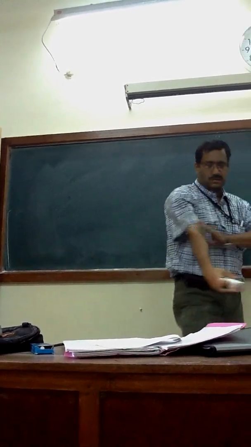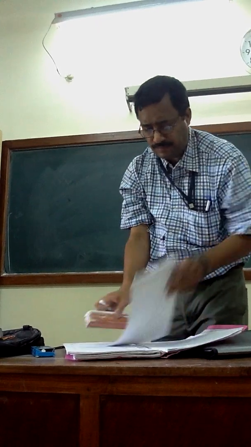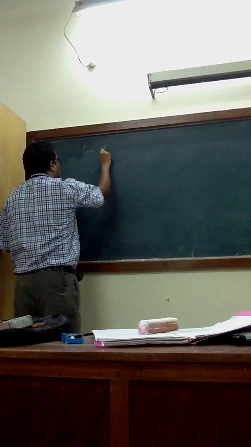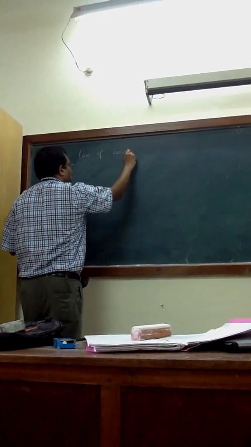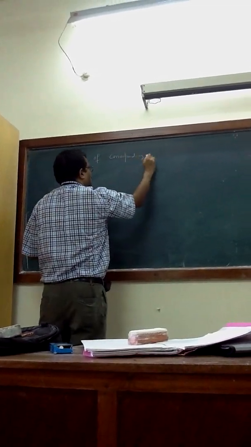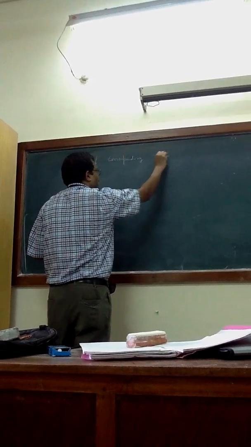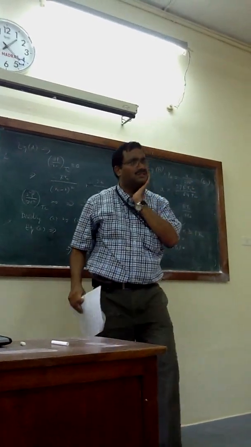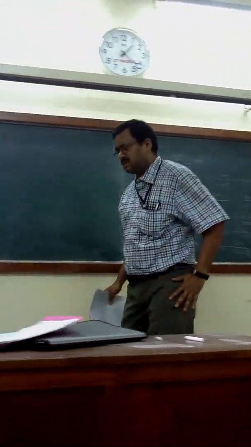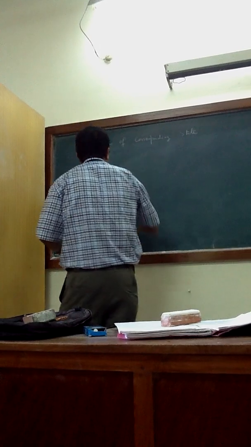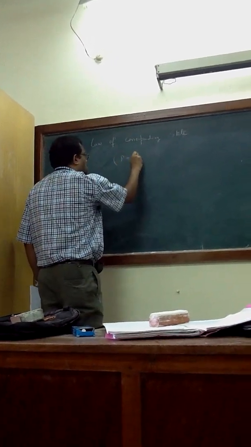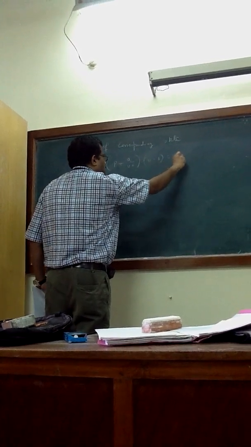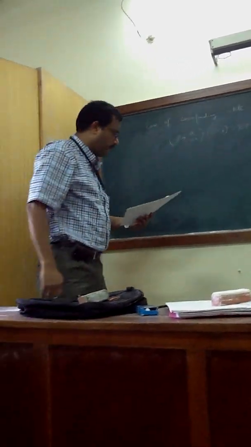Law of corresponding state. What is the law of corresponding state? Any idea? See, when we write the Van der Waals equation of state, which is P plus A by V square into V minus B equals to what?